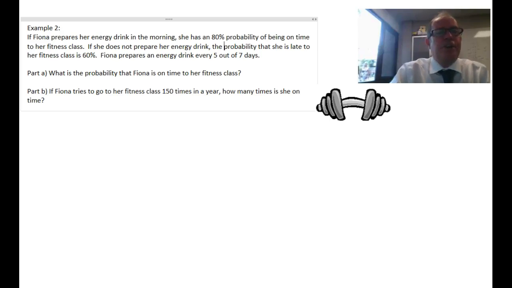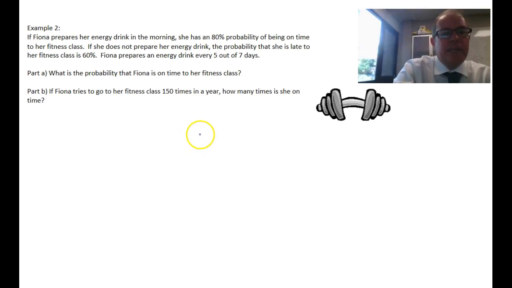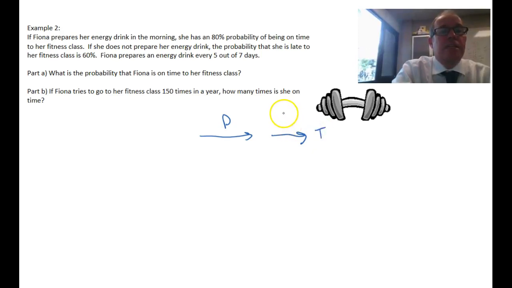So here we've got Fiona and she's preparing her energy drink in the morning. She's got an 80% chance of being on time to a fitness class if she prepares her drink. So let's just think about that. If she prepares her drink, then the chance of her being on time is actually 80%. So she has to prepare the drink first.